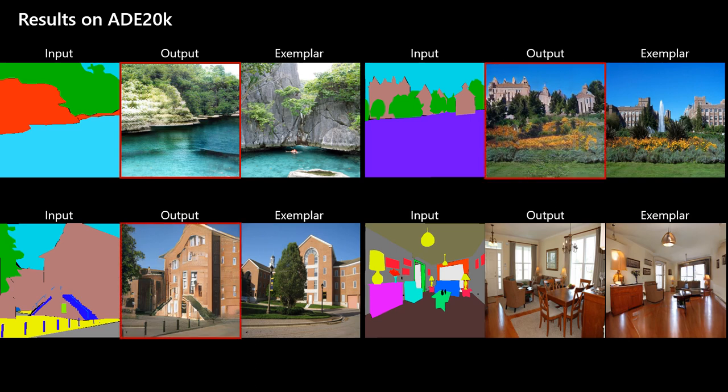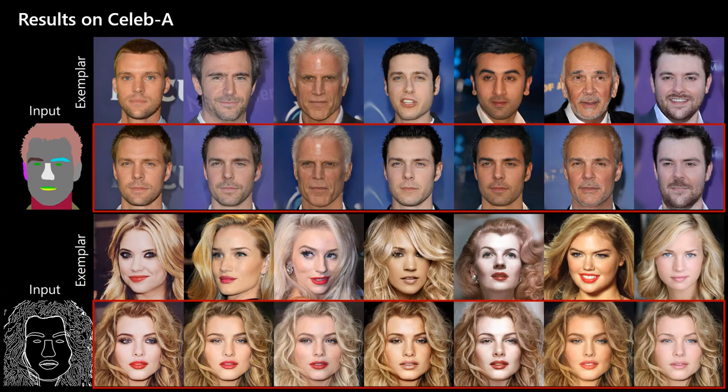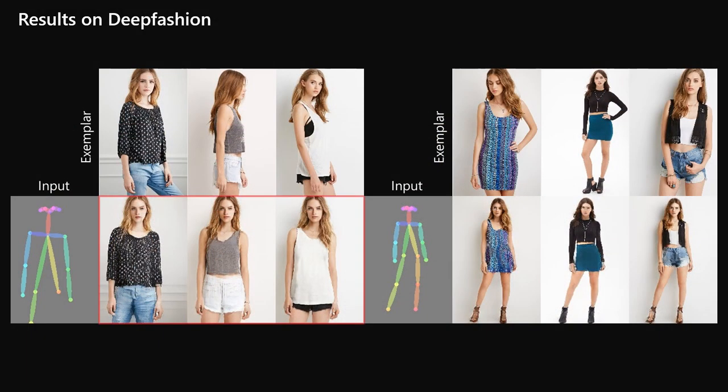On the challenging ADE20K dataset, CoCosNet produces high image quality. Even complex structures such as furniture can be well synthesized. On the CelebA dataset, we generate faces from the face parsing or edge map and utilize different references to control the output. Our method can be applied to human body generation, and still we achieve state-of-the-art performance.